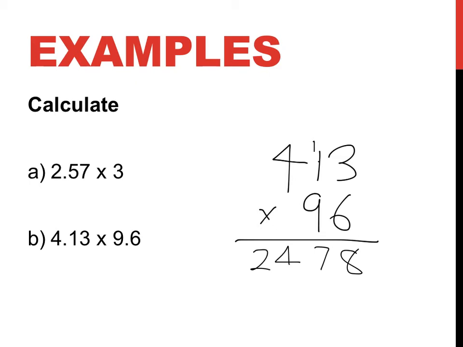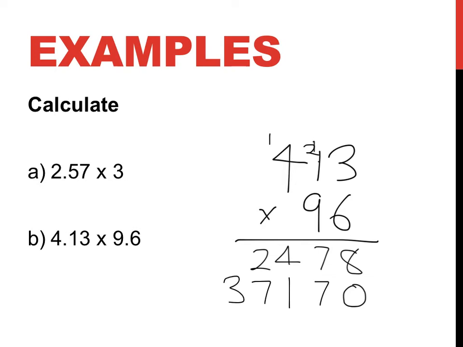I know I'm doing the next place value, so I put a 0. 9 3s are 27. Carry the 2. 9 1s are 9, 10, 11, carry the 1. 9 4s are 36, add 1 becomes 37.